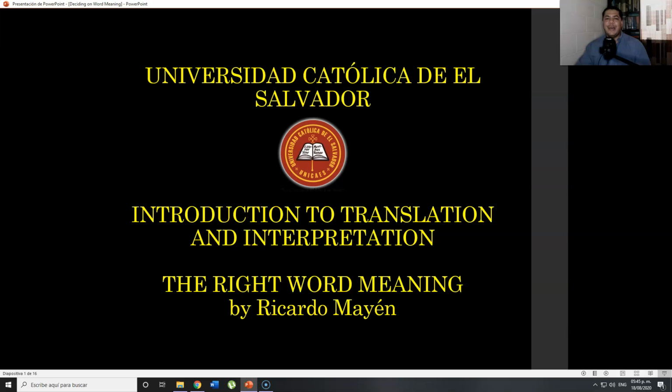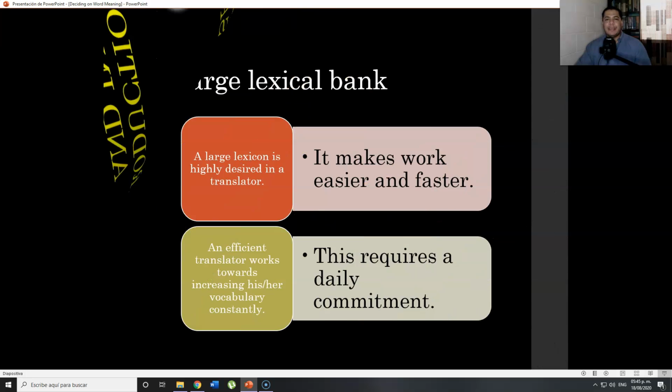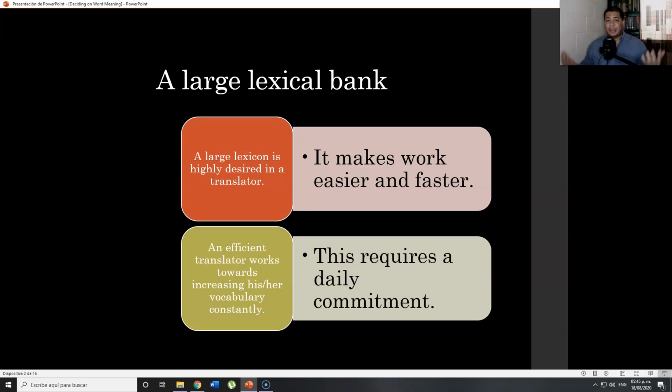Hey guys, on this occasion I would like to talk to you about using the right word meaning. It is obvious that for us as translators, it's a very important trait to have a very rich lexicon, to have a very large vocabulary. It is very important because it makes our work easier and faster, right? The more words you know, the less time you spend looking them up in a dictionary, right?